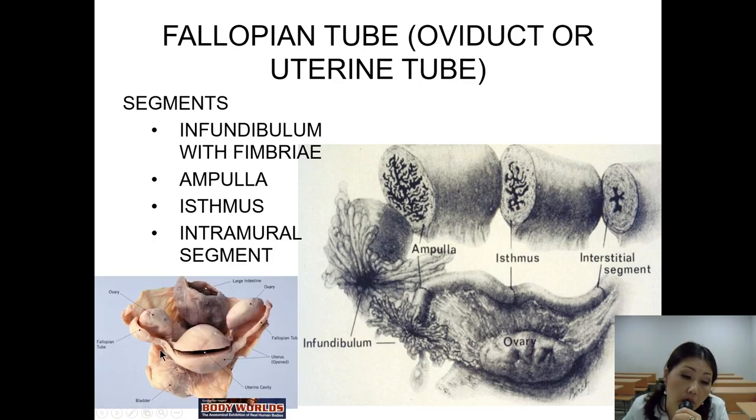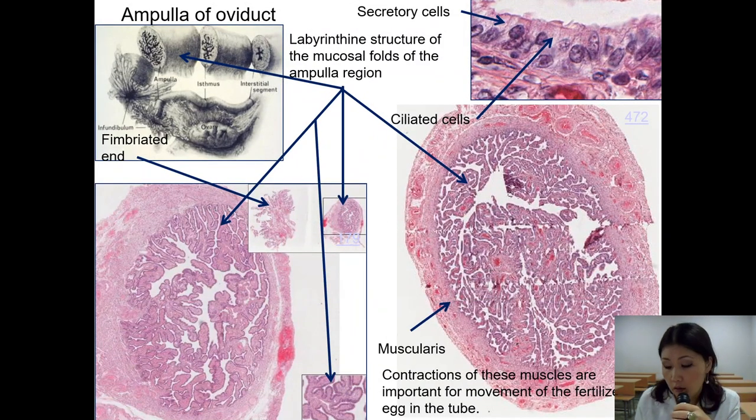This is also the ovary, fallopian tube, uterus, uterine cavity, large intestine, and urinary bladder. Here you can see the histological structure of the uterine tube. It has tunica muscularis, mucosa, submucosa, and serosa.